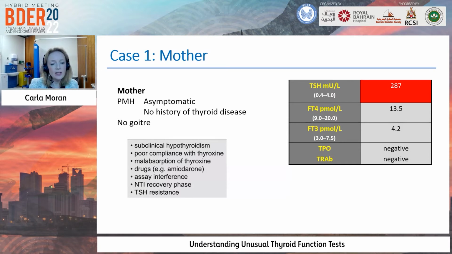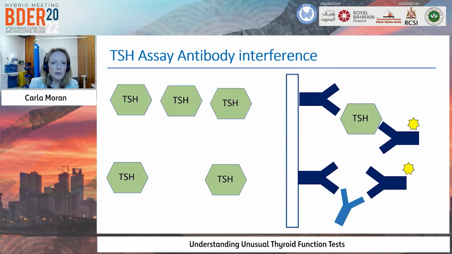And the first thing I would think about is assay interference. And I always think about this as the first possible cause if the thyroid function tests are funny or just don't fit with the clinical scenario. So assay interference in the TSH assay was suspected. So let's think about why that might potentially happen.